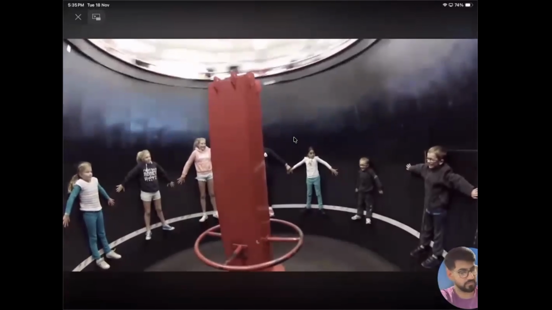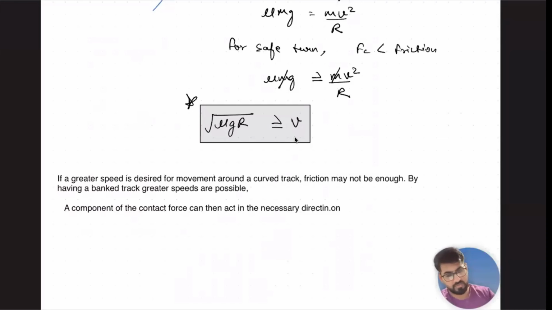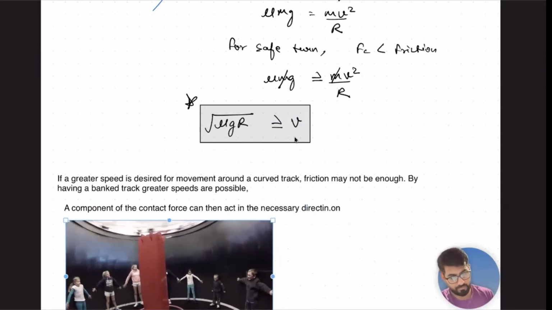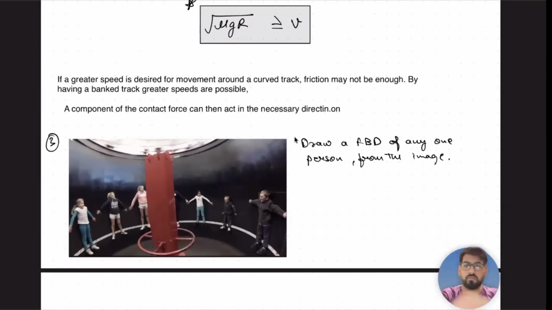My question is, if I take a screenshot here, my question to you is very simple. Draw the free body diagram of any one person of your choice at this stage. Draw a free body diagram of any one person from the image. Why are they sticking to the wall, not falling down? So draw the free body diagram.